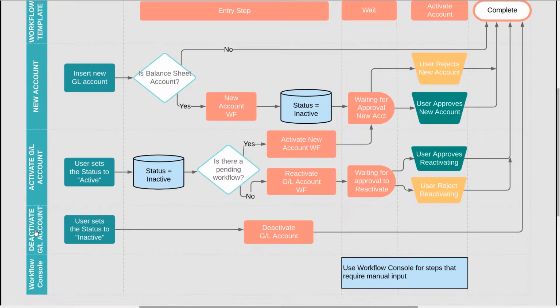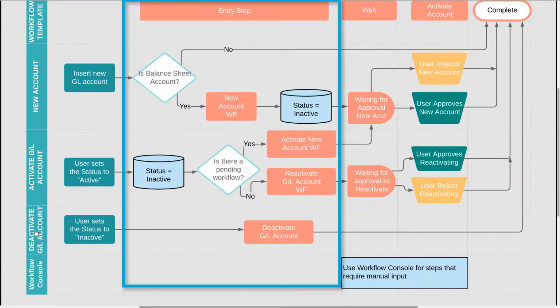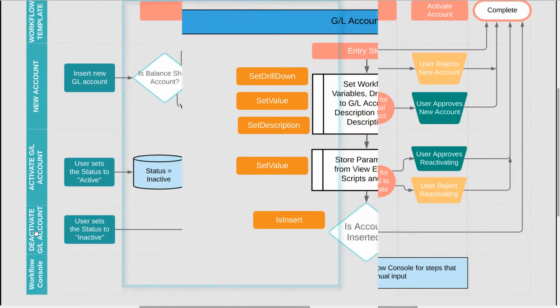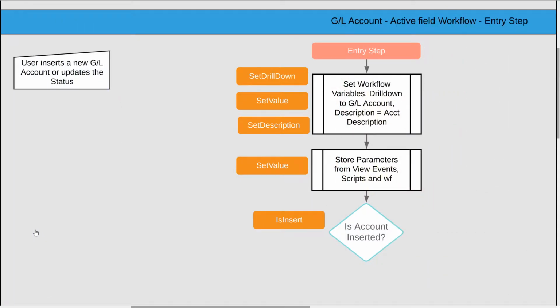And the focus of this presentation is going to be on the entry step, where we use the more advanced configurator actions such as isInsert, isUpdate, if workflow exists, to work out what branch of the workflow we want to be in. So our entry step, as many other workflows, will include standard actions to set the drill down, in this case to the GL account and the GL history, set description to the GL account description, and set some values that are read from the parameters that we configure in View Event Script and Workflow.